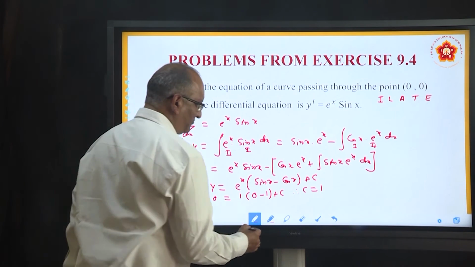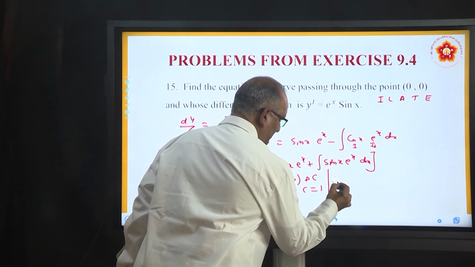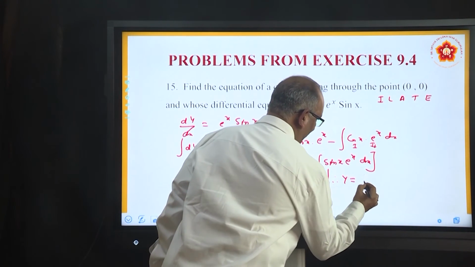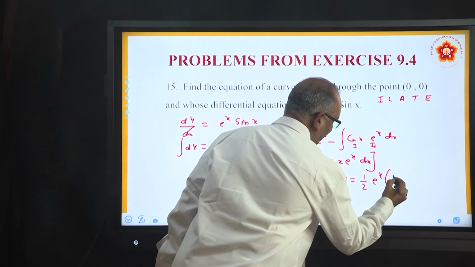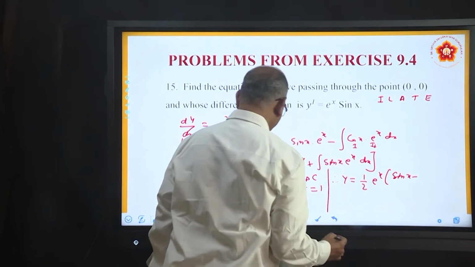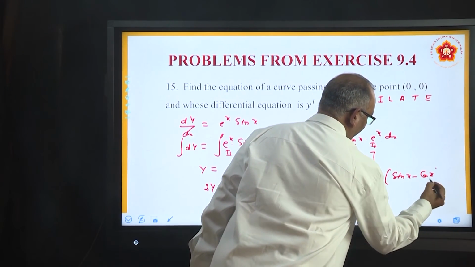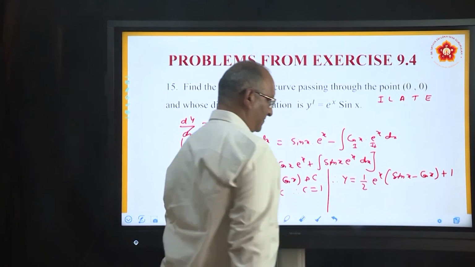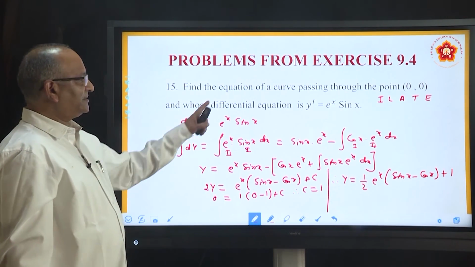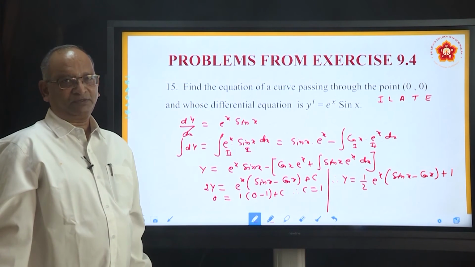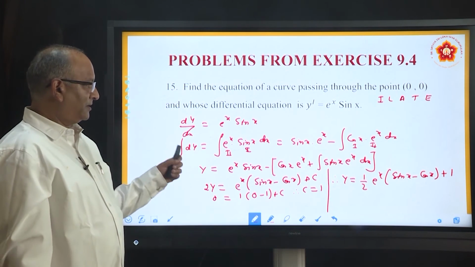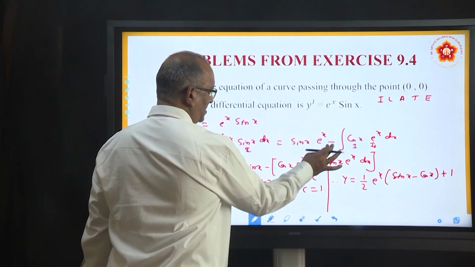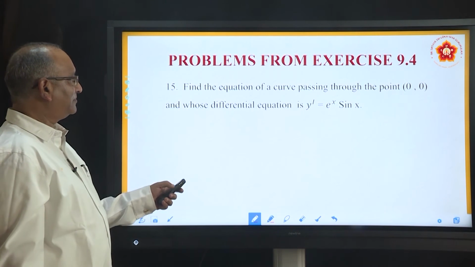So, write the final answer, hence y is equal to, take to other side, it will become 1 by 2 e to the power x into sin x minus cos x plus 1, because this is the equation of the curve which we are talking about. Okay? This is how we solve the problems. We will move to the next problem.